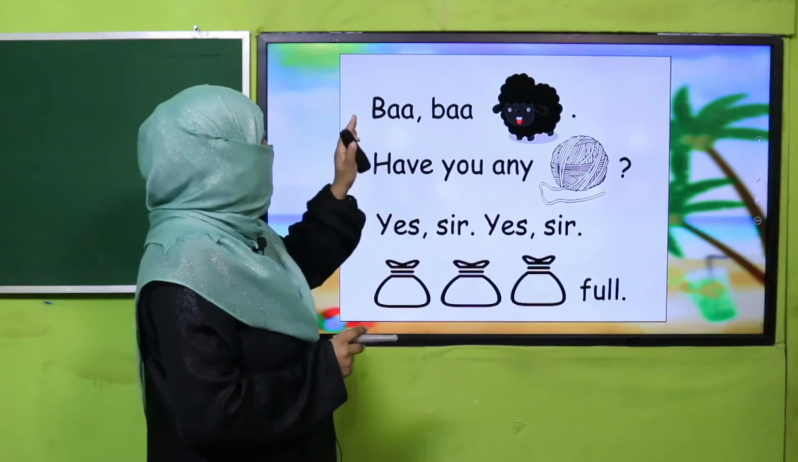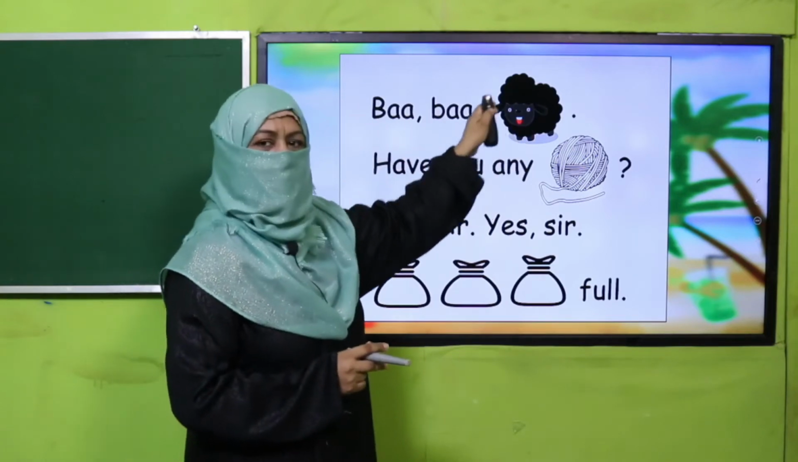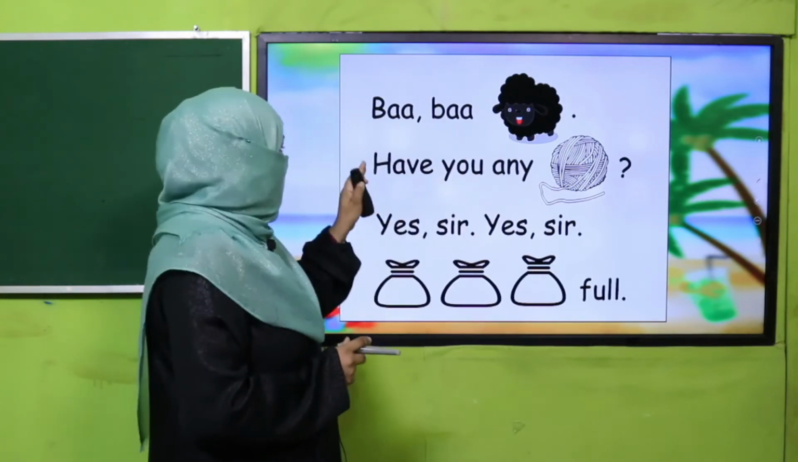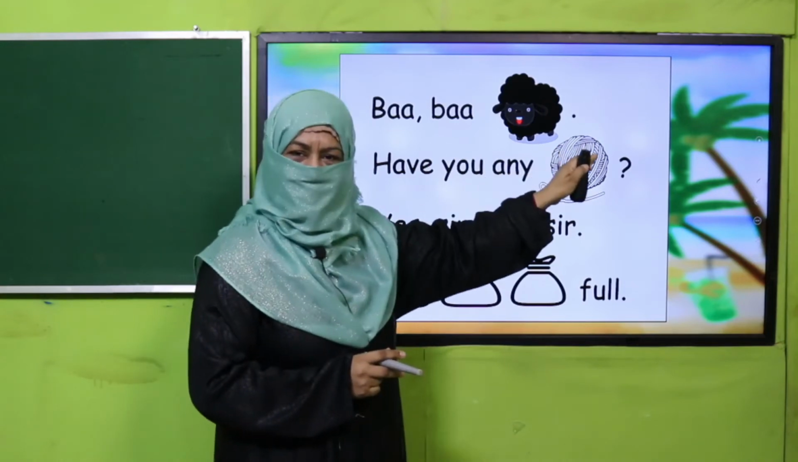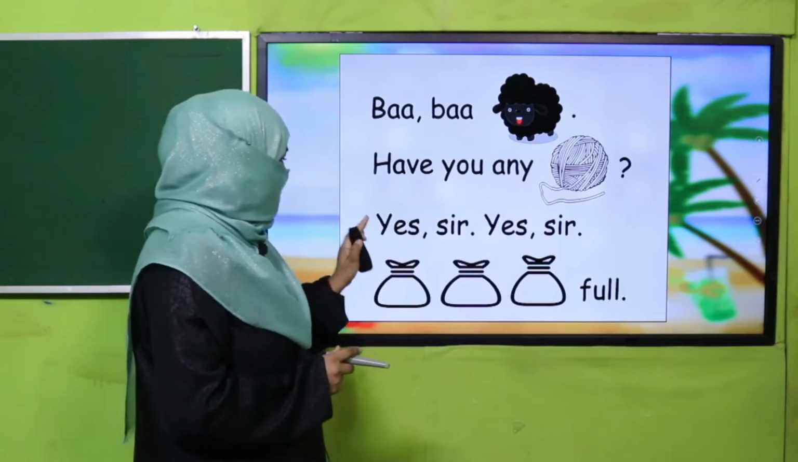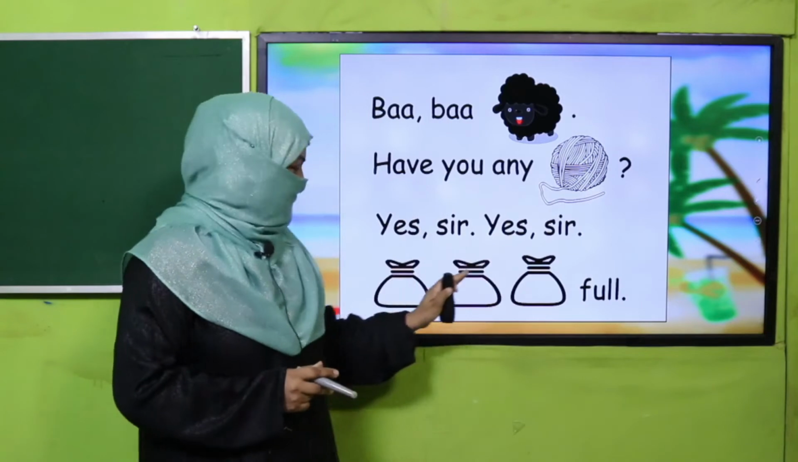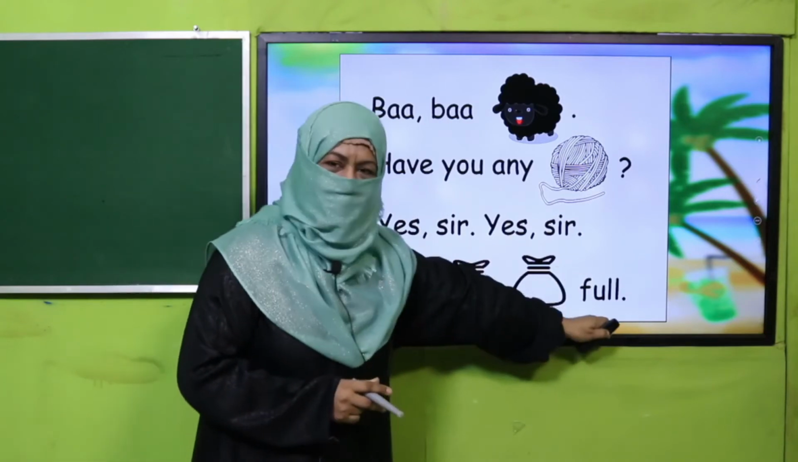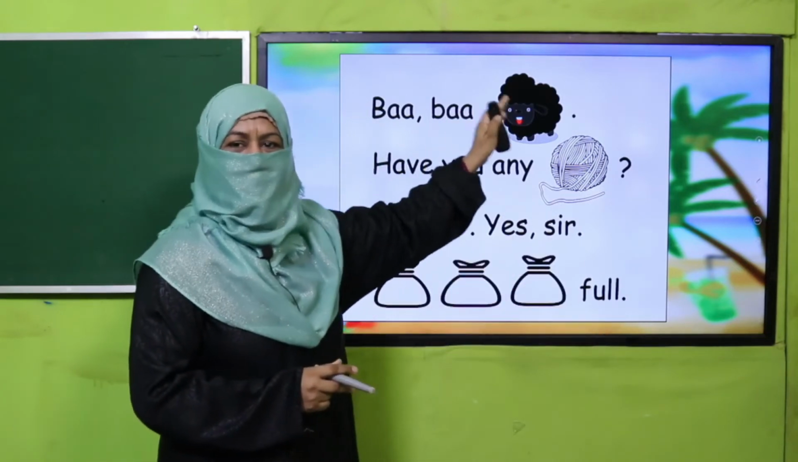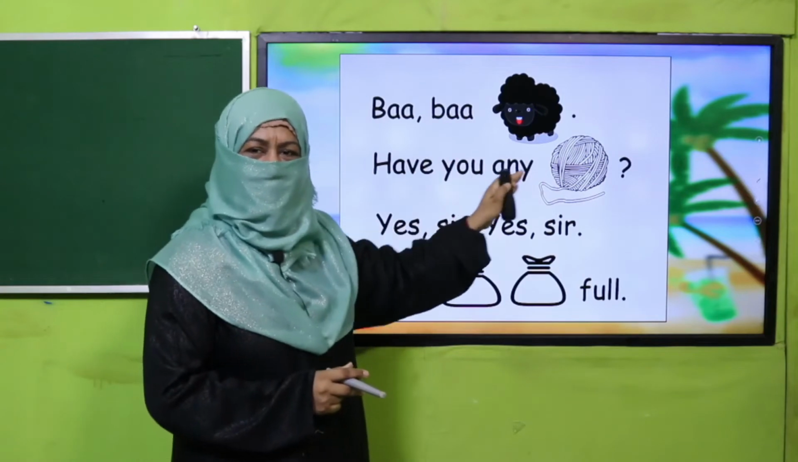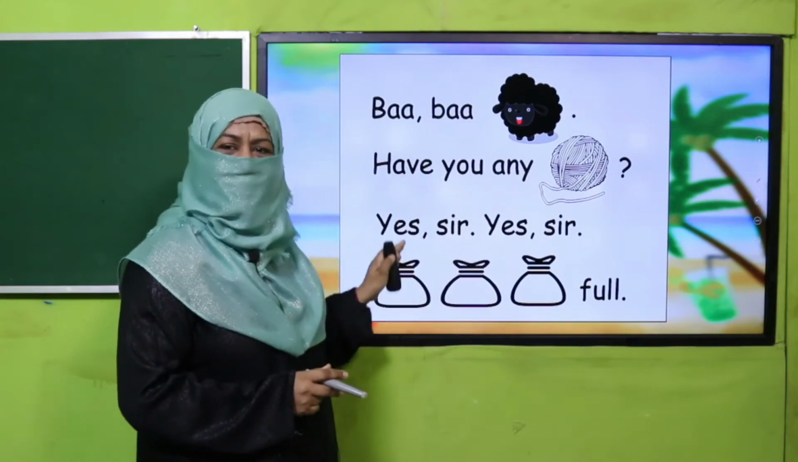So how do we say it? Baba. What is this? Black sheep. Have you any? Wool. This is wool. Okay. Yes, sir. Yes, sir. 3 bags full. Baba, black sheep. Have you any wool? Yes, sir. Yes, sir. 3 bags full.